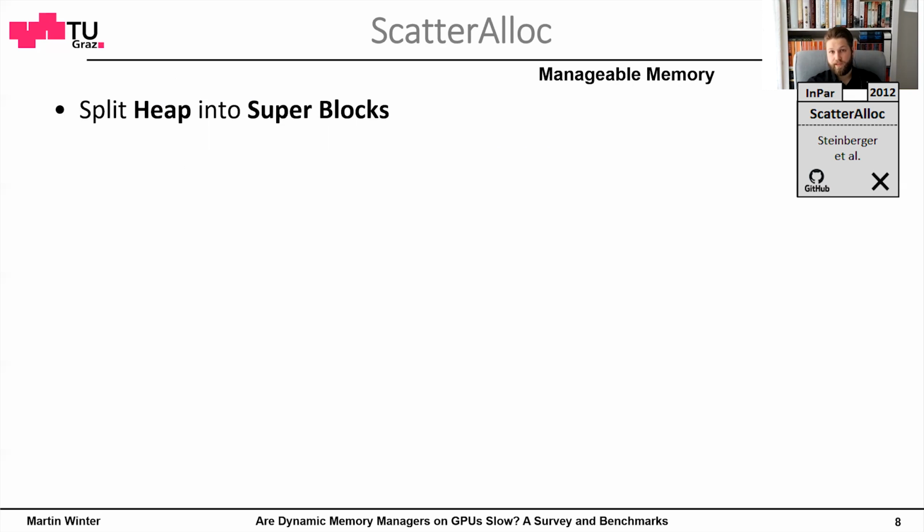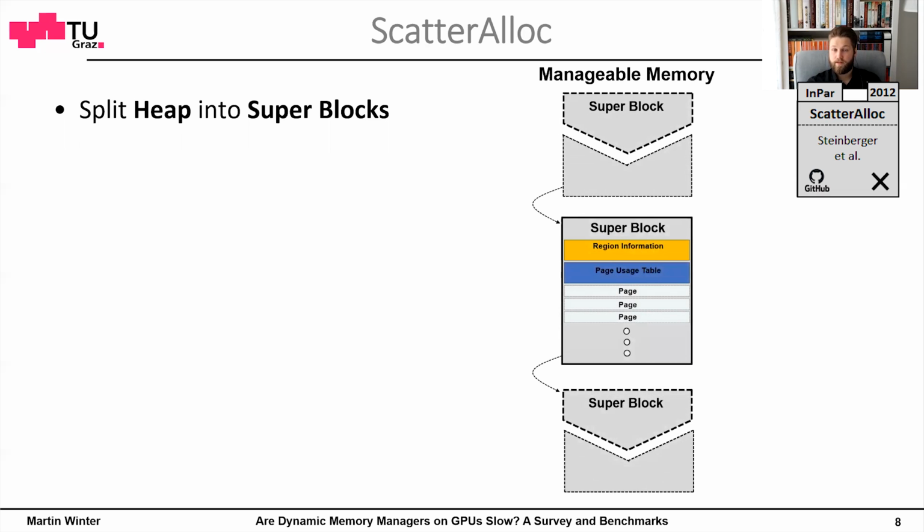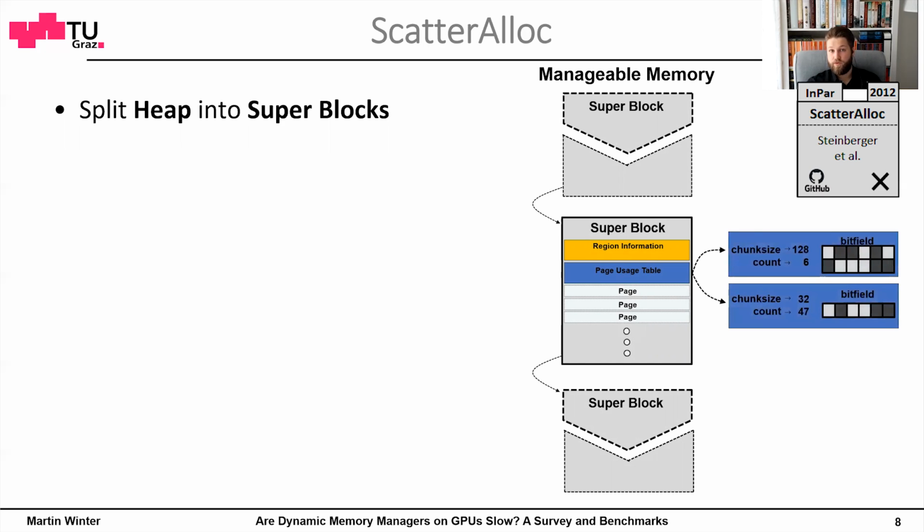ScatterAlloc was introduced in 2012 by Steinberger and colleagues to address the problem of collisions during allocations. The heap is once again split into superblocks, which are linked together into a single linked list. Each superblock is split into a fixed number of pages, whereas free memory on a page is tracked via page usage tables. Each page is split into equally sized chunks, which are served to the user. Once a page is completely free, it can be repurposed for a different chunk size.